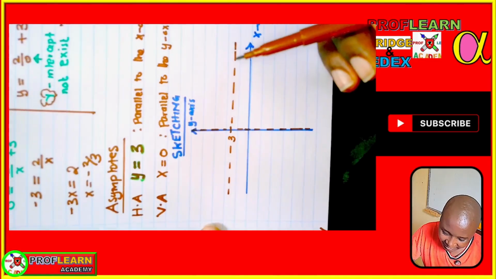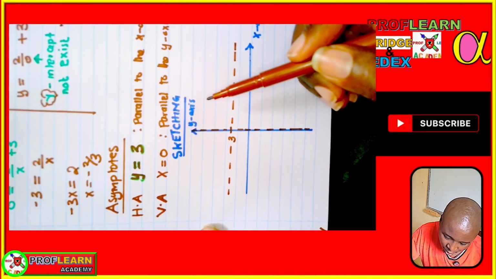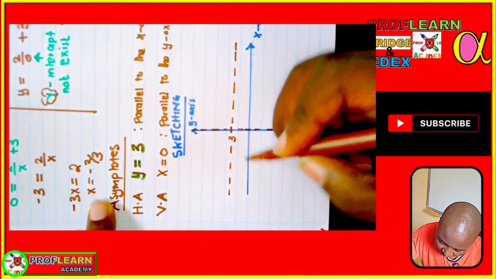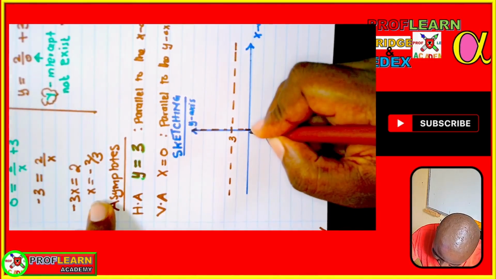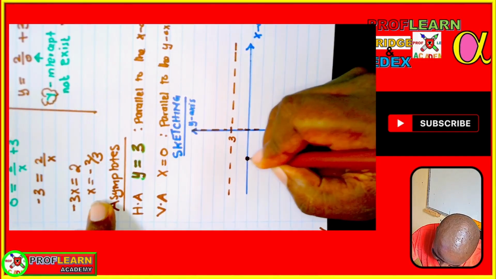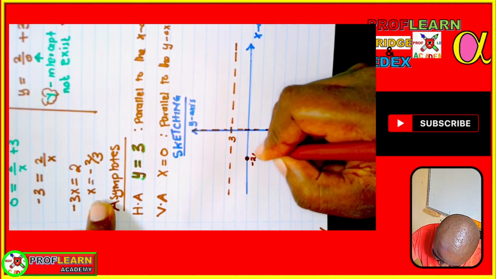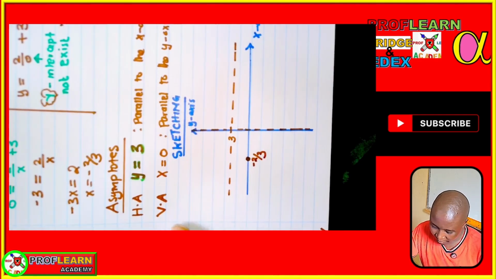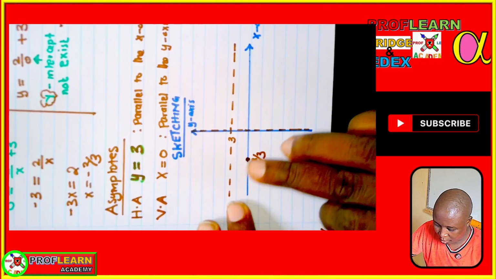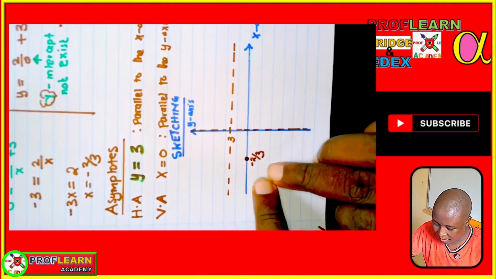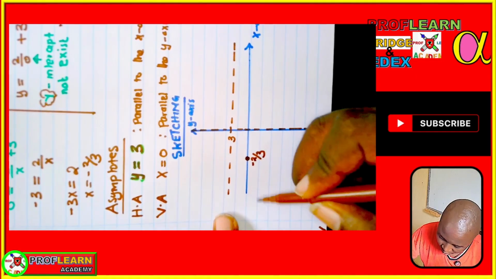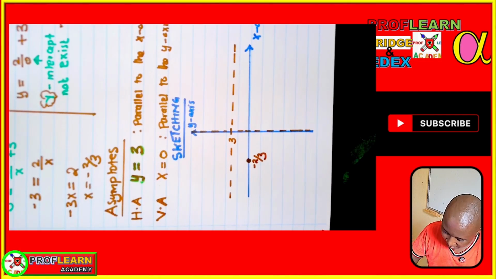Then the next thing that we're going to do is to plot the x-intercept. Our x-intercept is negative 2 over 3. Let's identify negative 2 over 3 at that point. And then you can see already this graph is going to go below this quadrant, and the other part will be on the other quadrant. So we are going to draw our graph like that.